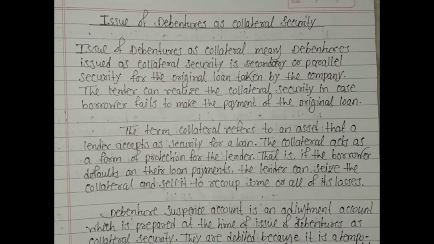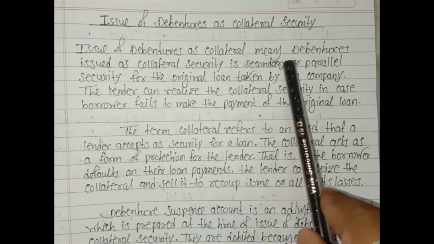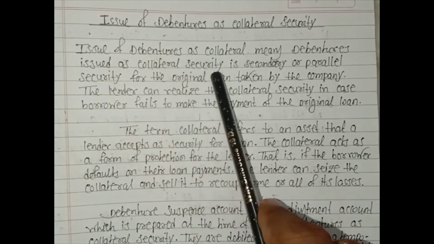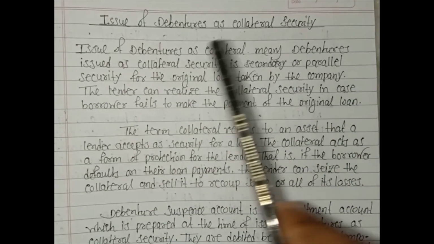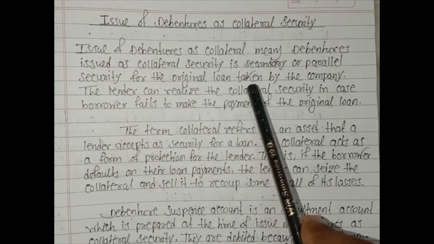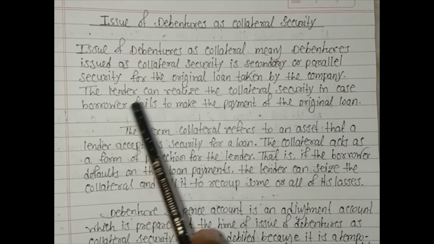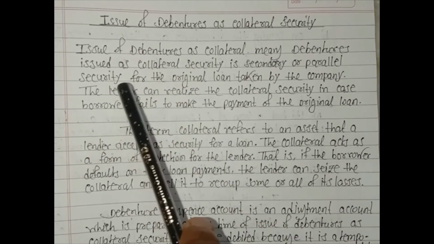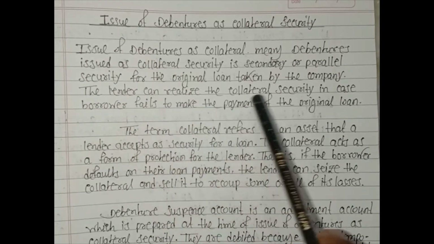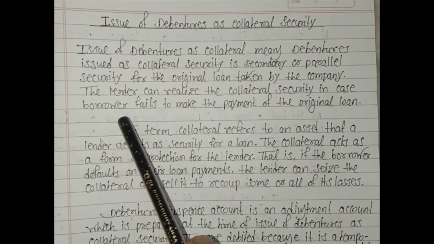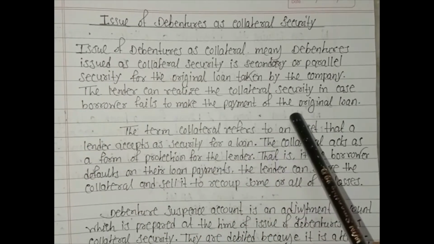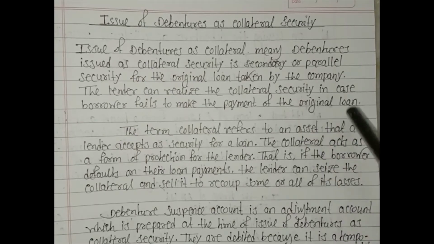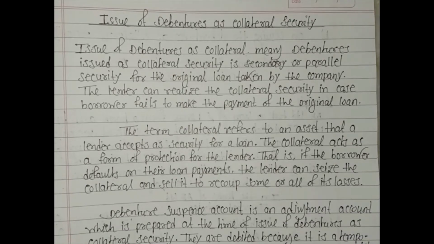Now see, debentures issued as collateral securities are a secondary or parallel security for the original loan taken by the company. The lender, meaning here the bank, can realize the collateral security if the company fails to make payment of the original loan. The bank can then sell the collateral securities, the debentures, in the open market to recover their losses.